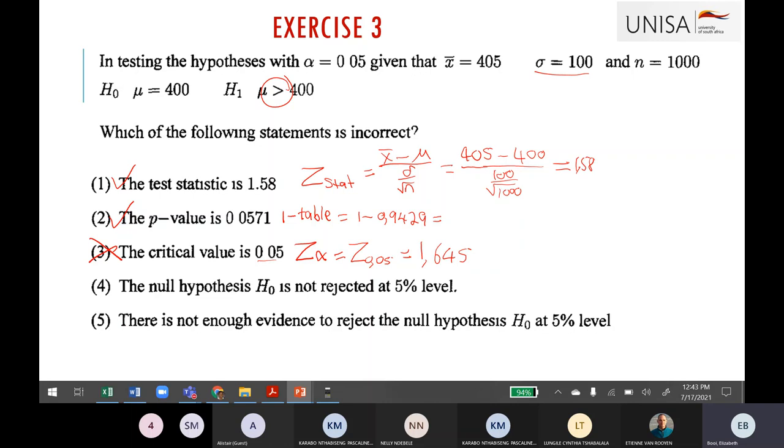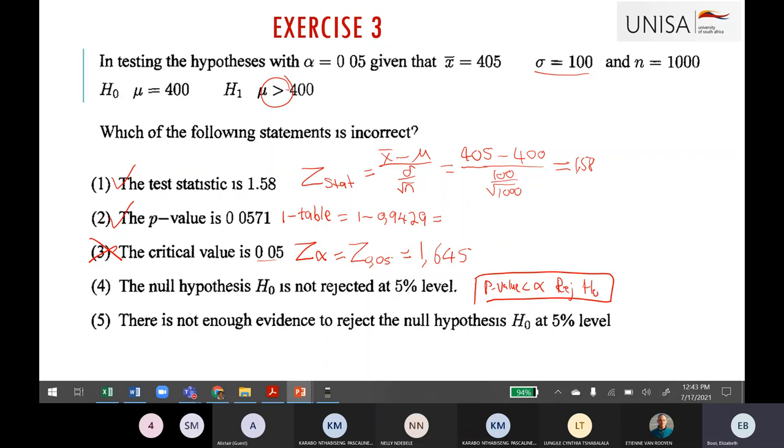Number 4 and number 5, we can do at one go, because number 4 says the null hypothesis is not rejected, and number 5 is the decision of that. It says there is not enough evidence to reject the null hypothesis at alpha level of significance of 5%. In order to do this, we can use the p-value that we have and the alpha. If we use the p-value and alpha, the rule says if the p-value is less than alpha, we reject the null hypothesis.